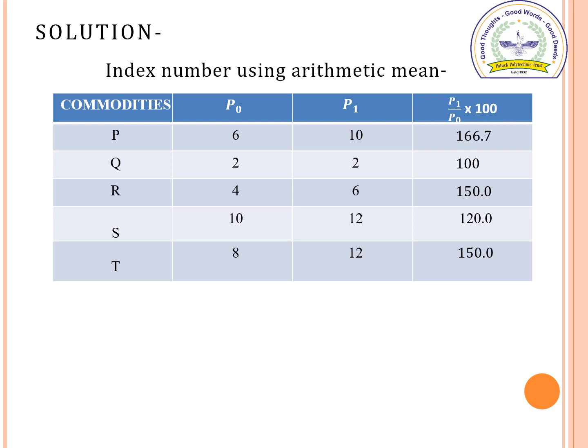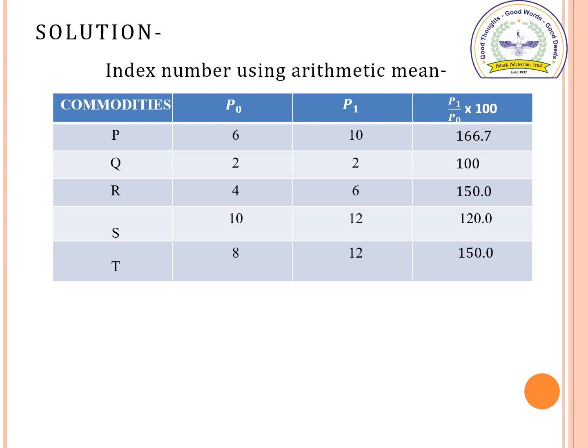And formula for simple average of price relative method is summation of P1 upon P0 into 100, totally divided by n. Here we need to just calculate P1 upon P0 into 100. Here P1 is 10 and P0 is 6. So 10 divided by 6 into 100 is 166.7.